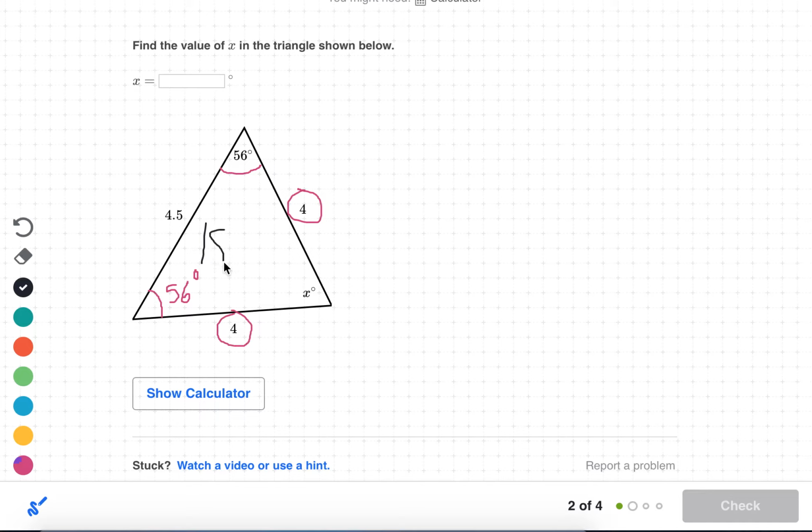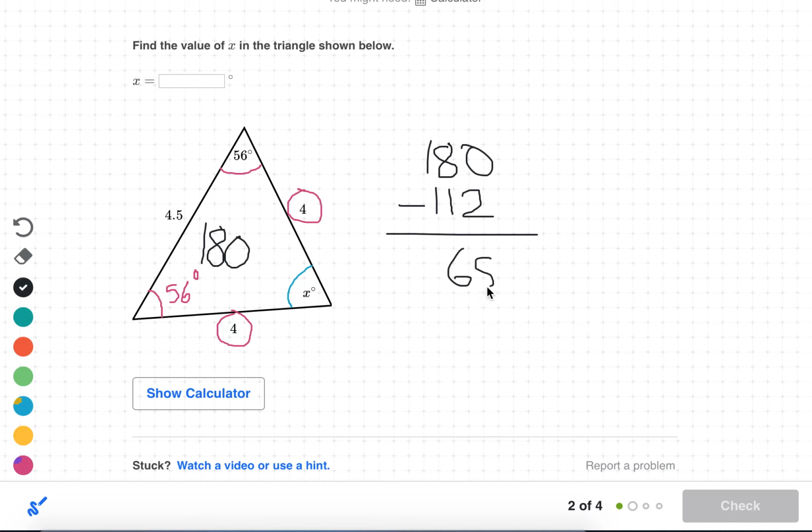Next, we know that the three angles have to add to 180. 56 plus 56 is 112. So x must be 180 minus 112. That is 68 degrees.